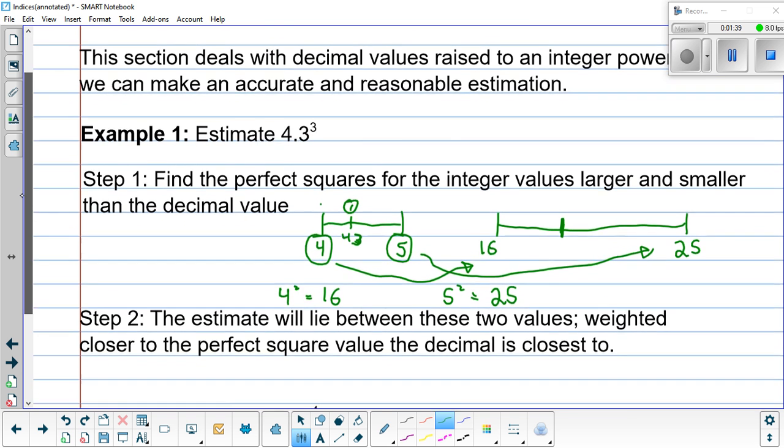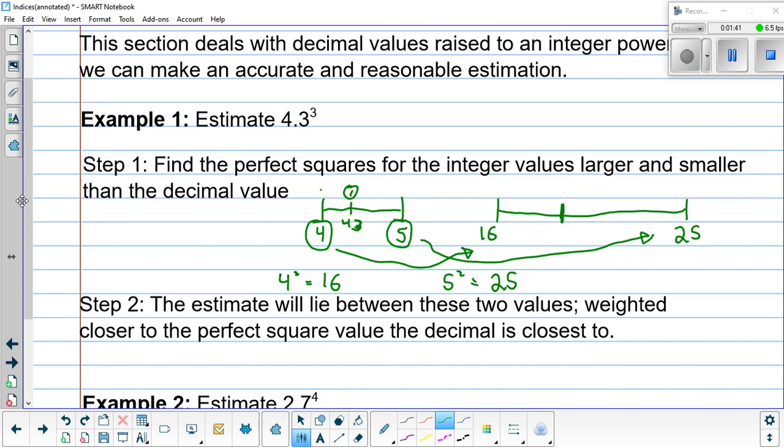Step 2 is the estimate will lie between these two values. I kind of knew where I was going. It's weighted closer to here. The easiest is, well, what's halfway between 25 and 16? We just have to subtract and divide. This is a 9 difference, so if we add 9 halves, which is 4.5, to 16, we find our midpoint. Here at 20.5 is our midpoint.